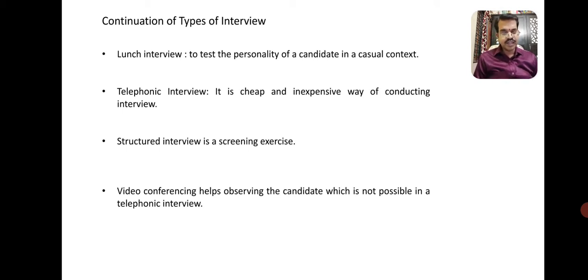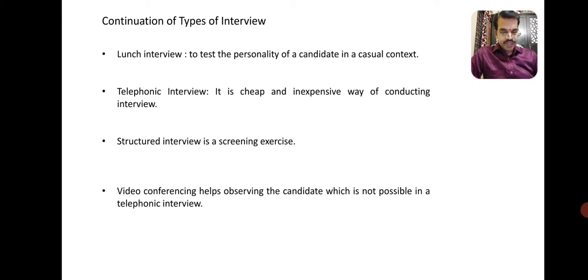So the lunch interview is generally opted for to test the personality of a candidate in a very casual context. There are not all the formalities which happen in a regular interview, because a lunch interview is a kind of semi-formal interview. Although, there is no compromise in the objective and purpose. The purpose and objective remain the same: it is to select the best candidate for the particular job.